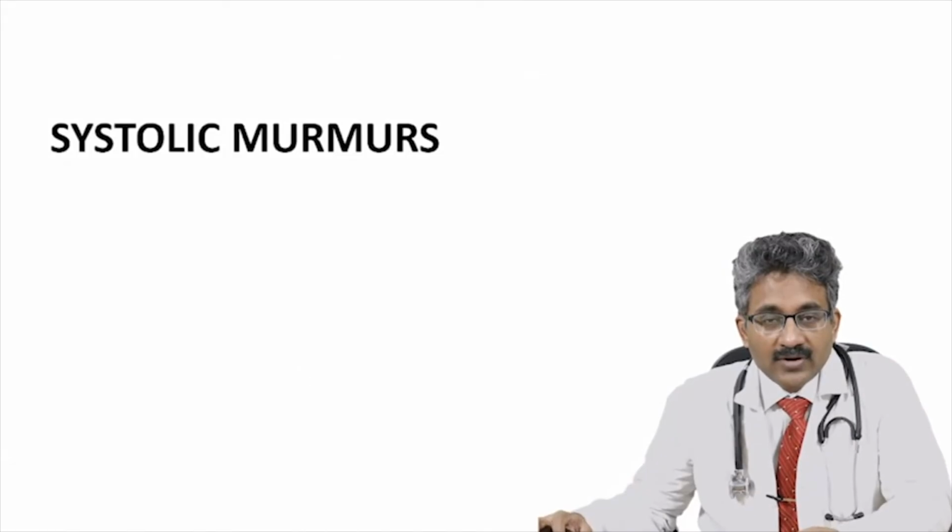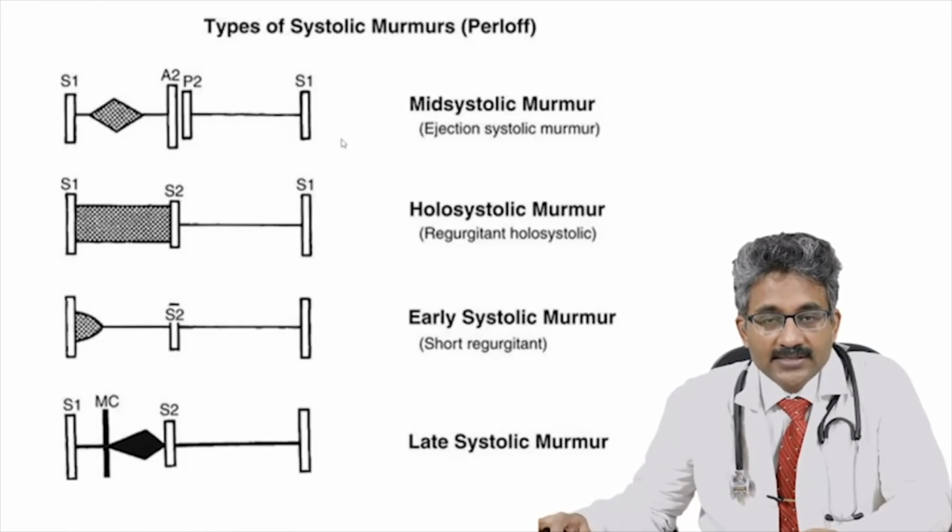So if you classify systolic murmurs, see students here, mid systolic murmur or ejection systolic murmur between S1 and S2. This is A2 and P2 of S2. Diamond shaped crescendo decrescendo murmur. A holosystolic murmur, pansystolic murmur, between S1 and S2. Throughout the systole, the murmur has occupied. Students, this is seen in mitral regurgitation, tricuspid regurgitation, and ventricular septal defect.